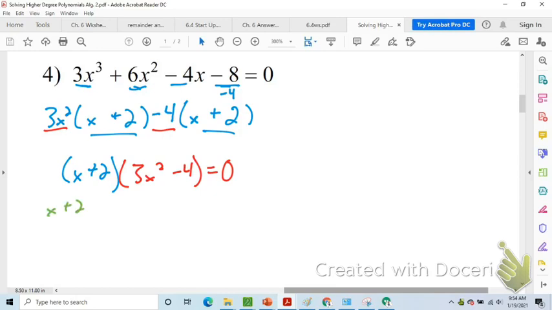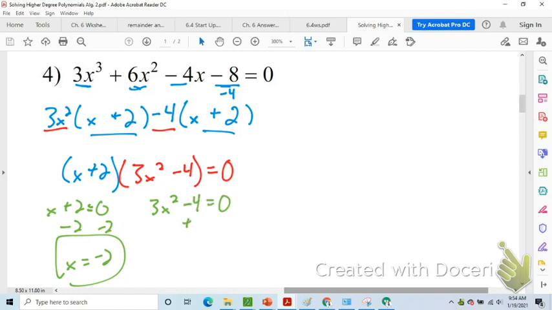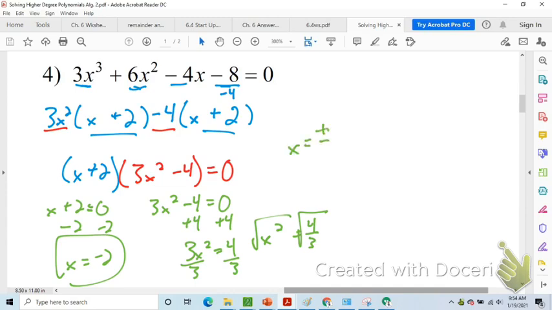Now is when I get my solutions. X plus 2 equals 0. Subtract 2, I get x equals negative 2 as one of my zeros. Then I have to set 3x squared minus 4 equal to 0. I add 4 to both sides. I get 3x squared equal to 4. Divide by 3. I get x squared is equal to 4/3. I square root both sides, and this one's going to be weird, all right? So first off, my answer is going to have a plus or minus.